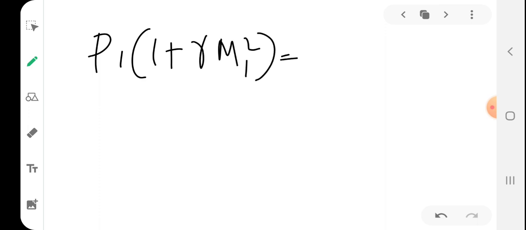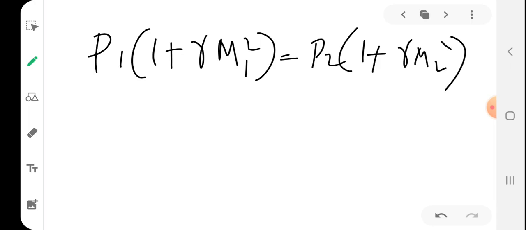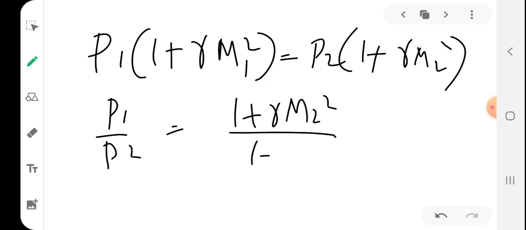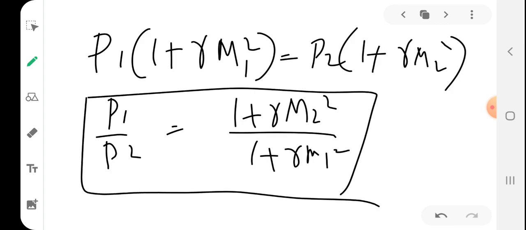So I will take P1 common: P1 times (1 plus gamma M1 square) is equal to P2 times (1 plus gamma M2 square). And P1 by P2 will become (1 plus gamma M2 square) by (1 plus gamma M1 square). So this is the equation for the pressure ratio in case of a Rayleigh flow.